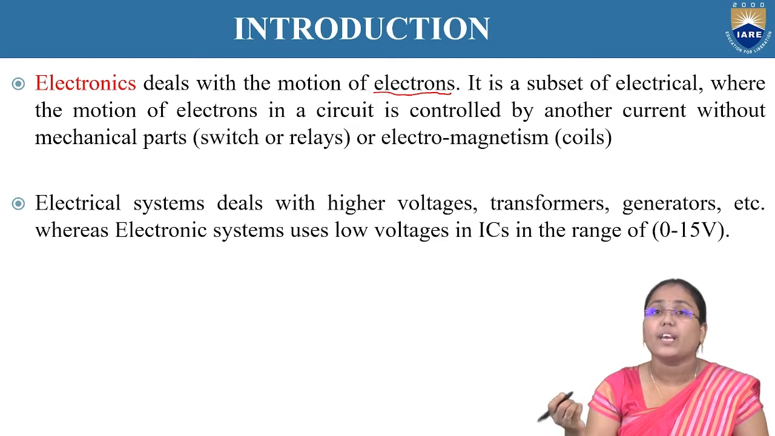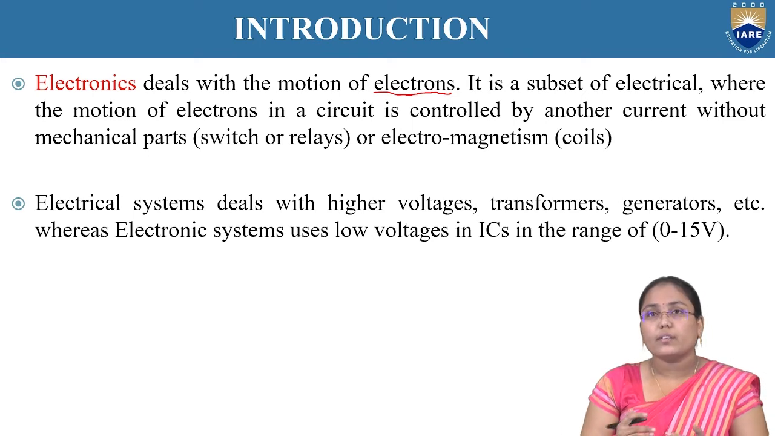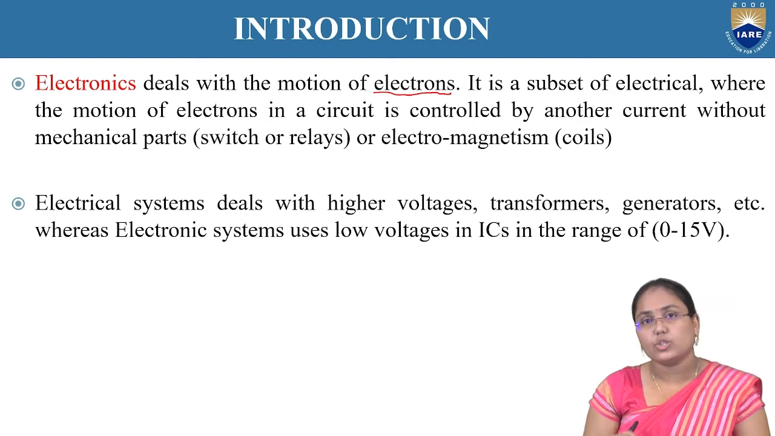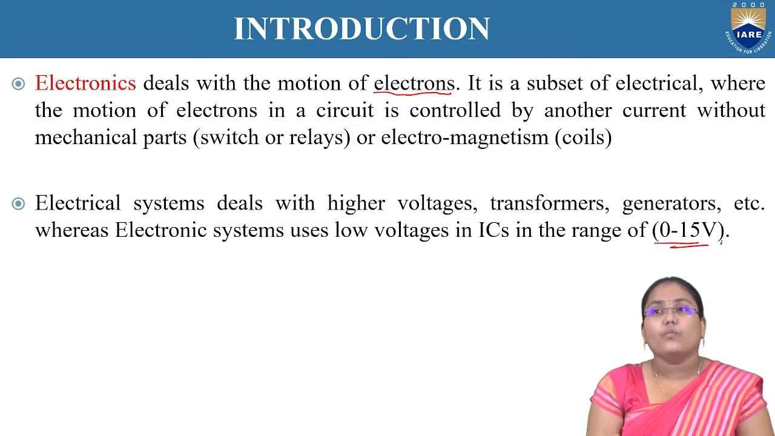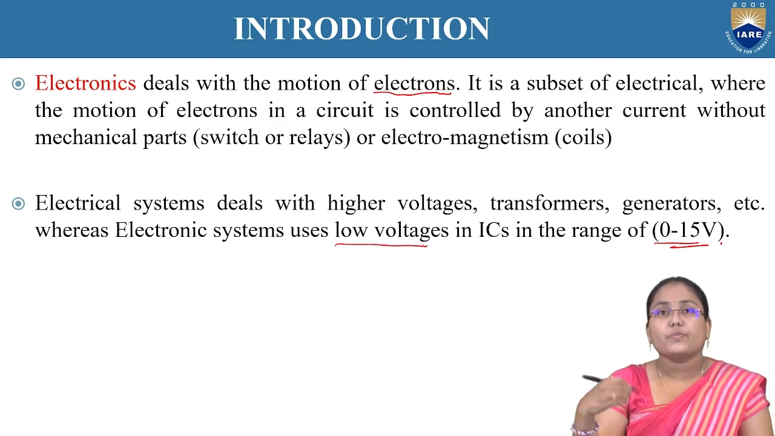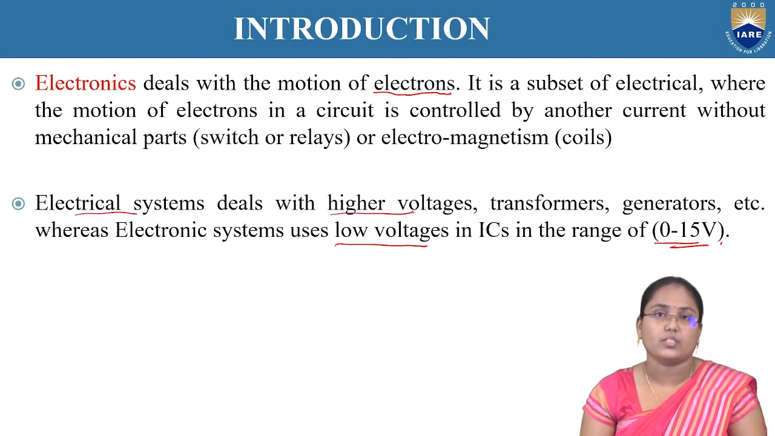And in electromagnetism, we'll have coils, which are nothing but inductors. Rather than dealing with a high range of voltages, electronics basically deals with the motion of electrons, and it uses only low voltages in integrated circuits, in the range of 0 to 15 volts. Whenever we say there is an electronic instrument, that particular instrument operates at very, very low voltages. And when we speak about an electrical system, it is dealt with by very, very high voltages.